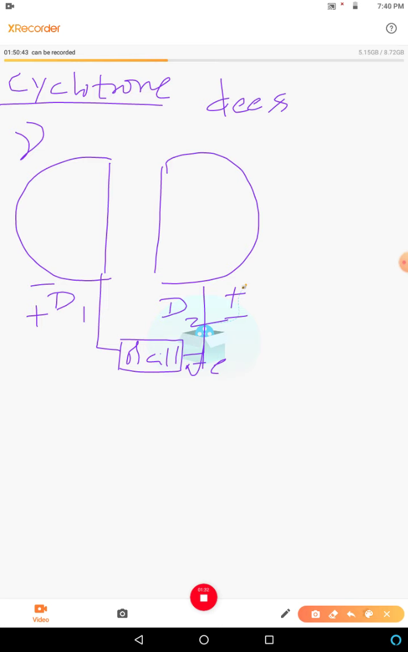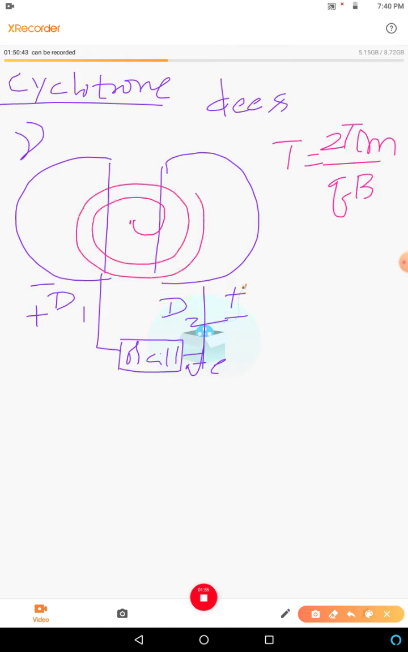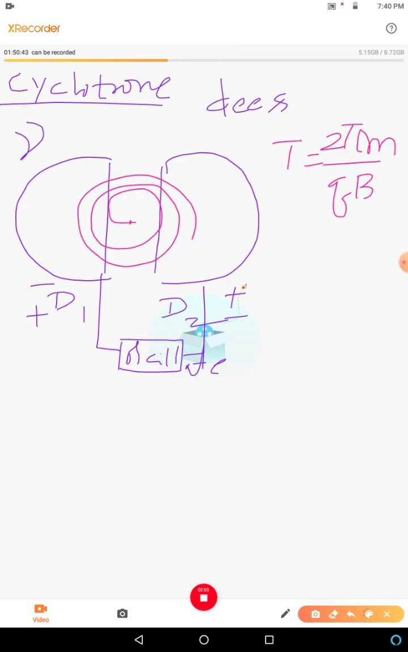The important thing we should remember is that we have derived the expression for time period. What was the expression for the time period of the charged particle? T was equal to 2 pi m divided by QB. This is a source. When the charged particle is emitted, it moves in a spiral path, a path of increasing radius.